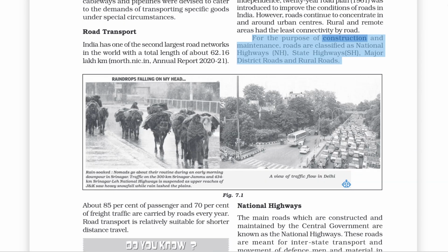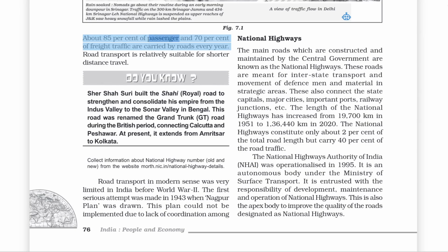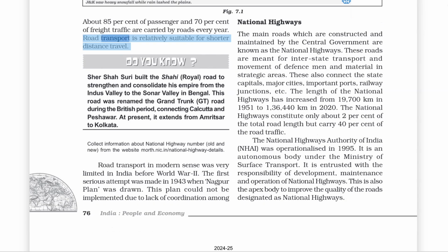For the purpose of construction and maintenance, roads are classified as national highways, NH, state highways, SH, major district roads, and rural roads. About 85% of passenger and 70% of freight traffic are carried by roads every year. Road transport is relatively suitable for shorter distance travel.